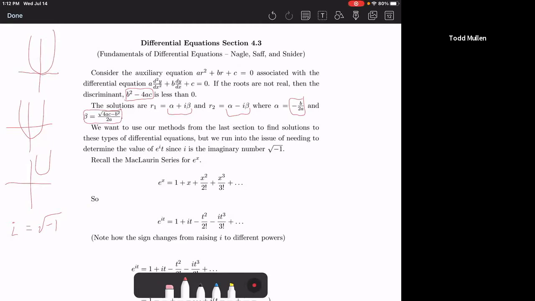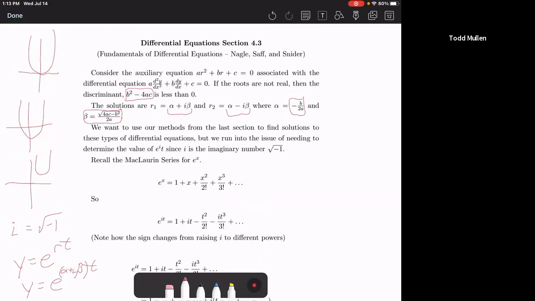Now, we want to use the methods from the last section to find solutions to these types of differential equations. But we run into the issue of needing to determine the value of e to the it, since i is the imaginary number, square root of -1. Recall from section 4.2, we were supposing that the solutions we were going to find were going to take the form y is equal to e to the rt. Well, if the r that we solve for now is going to have some i component to it, e to the alpha plus i beta times t, we're now dealing with e to some complex power, and we don't intuitively really even know what that means.